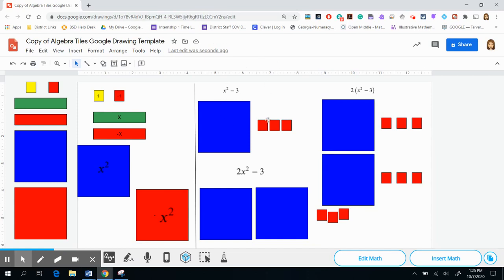So originally we had one group of x squared minus 3, one group of x squared, and one group of negative 3. Then we went to two groups of x squared and negative 3. And then finally we ended up with two groups of x squared minus 3. There's two groups of x squared and two groups of negative 3.